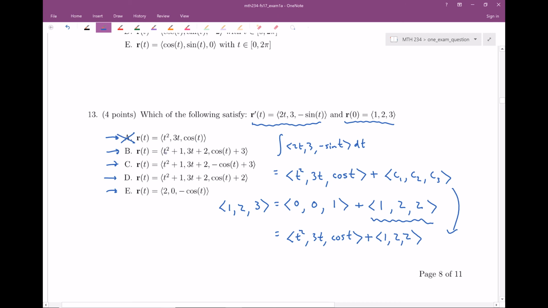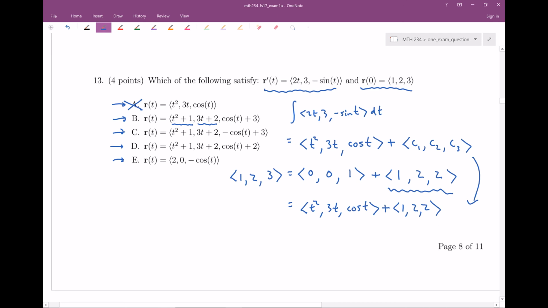Here, it looks like we actually combine these things. So if I combine these two vectors, I'd have t squared plus 1. That looks good. I'd have 3t plus 2. That looks good. But in my last coordinate, I have cosine of t plus 3, and I need cosine of t plus 2. So, sadly, not B.